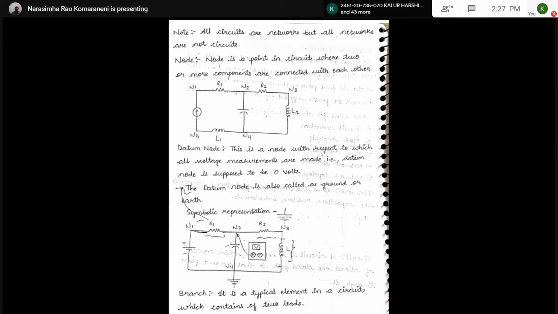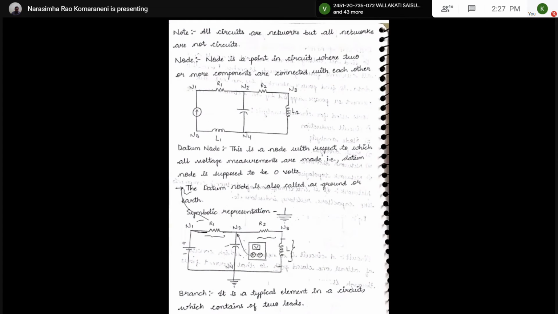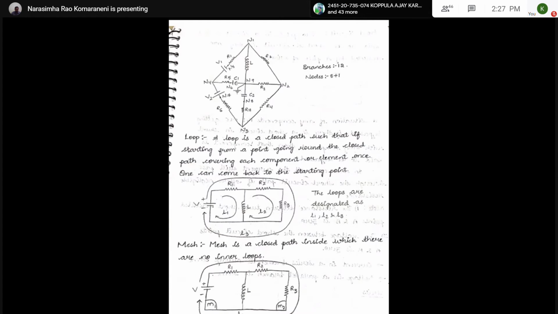Sir, tell what is a branch once again, sir. Yeah, right. A branch is a typical network element in a circuit which contains two terminals or two leads. If you see any component, you will find two terminals, right? Two terminals or two leads. See the circuit diagram.